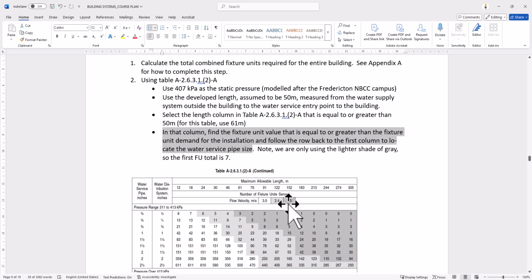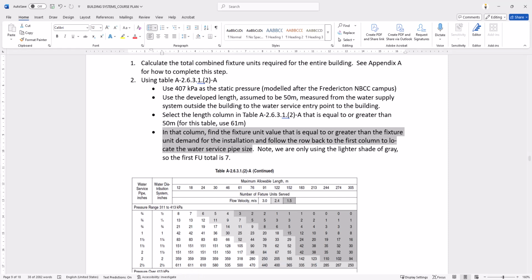The piping that we're going to be adding to our building is what's called PEX piping. It's a plastic pipe. Typically has a max velocity around 2-ish meters per second. So 2-ish meters per second puts us in this range, which is the light gray, which is this section in here. So we're only going to use this middle section. So under 61, we can't use 3. We're going to have to move down to 7.